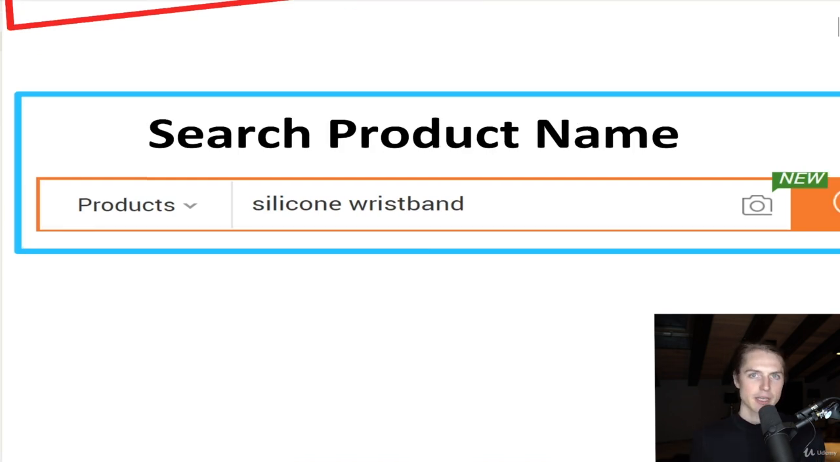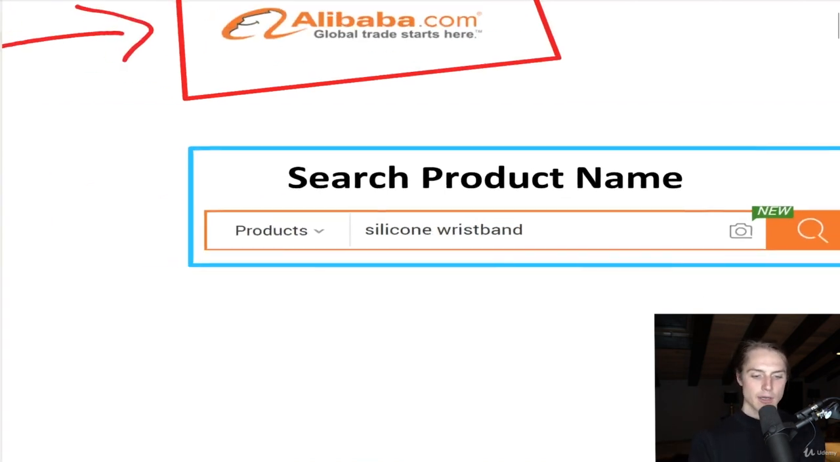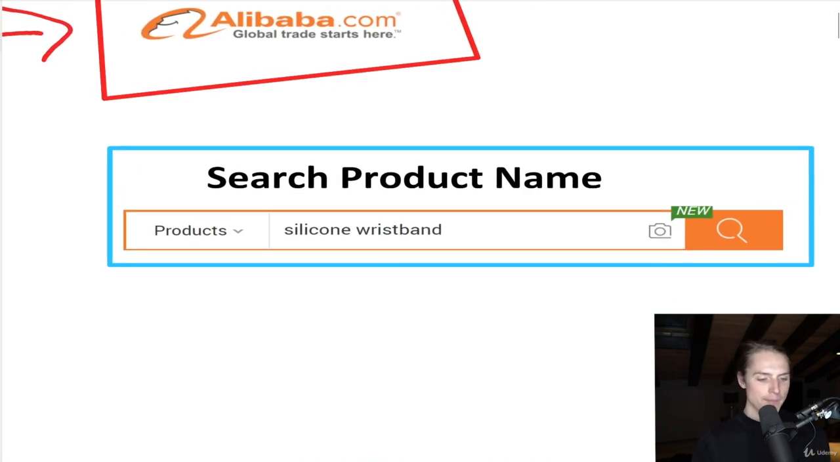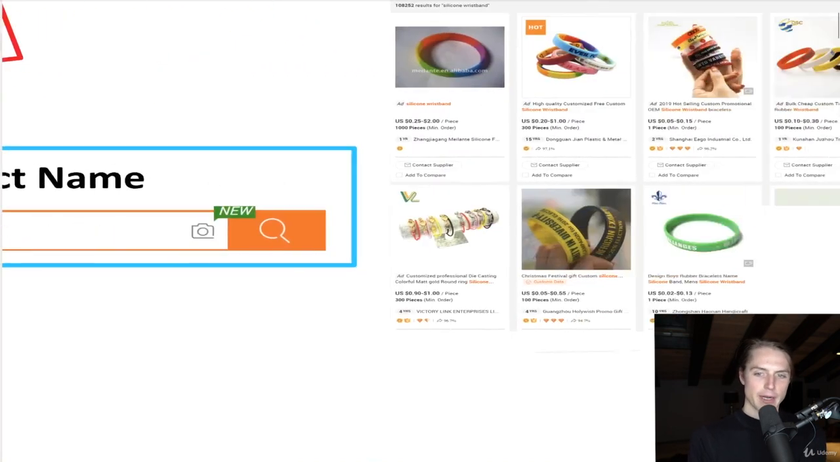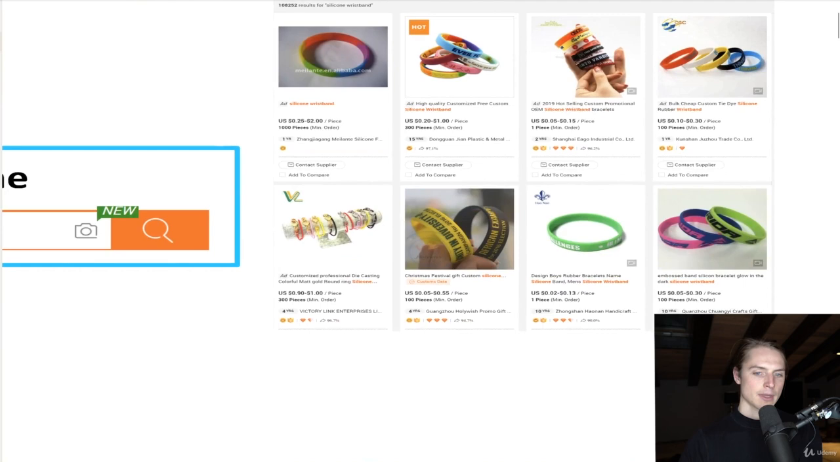You can just put in other words, and the goal here is to find images that match something that looks like what we're trying to get. It doesn't have to be perfect, but try to get it as close as possible, and then we can ask them if they can get us what we want after that. So we go to Alibaba, put in silicone wristband. If we were getting wristbands, then we'll go up here.